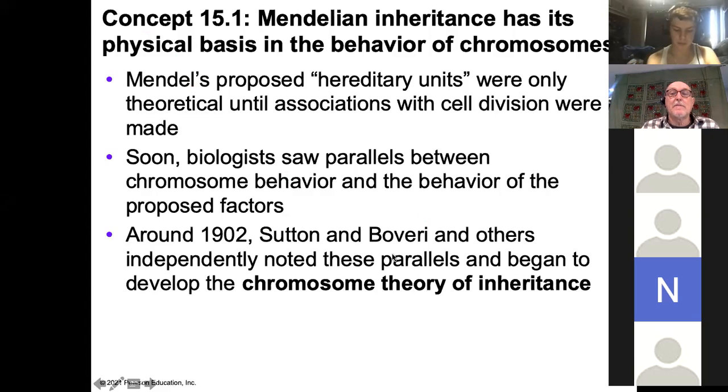These two, Sutton and Boveri, but there were numerous others, began to make that association. They began to look at genetics and say, we can explain it if we explain the behavior of chromosomes during meiosis, because that explains the segregation of the genes, their separation, and then their coming together again when we cross-fertilize, for example.